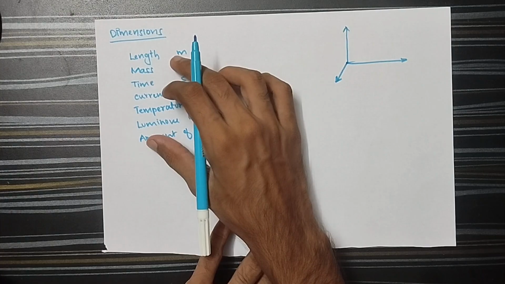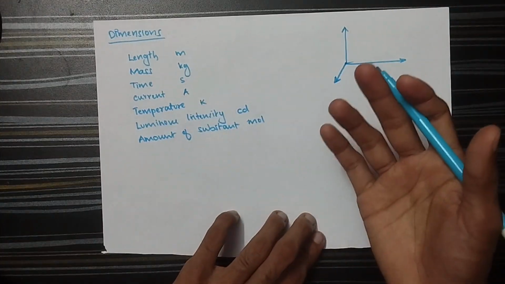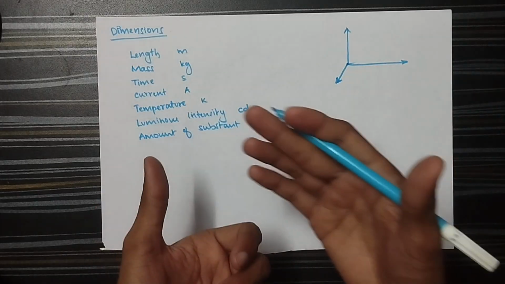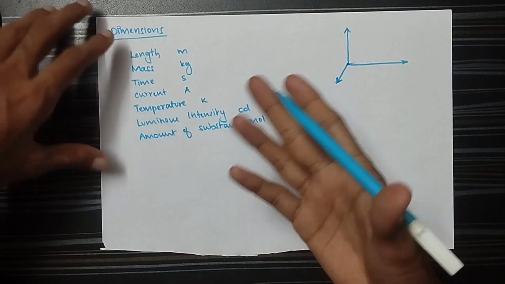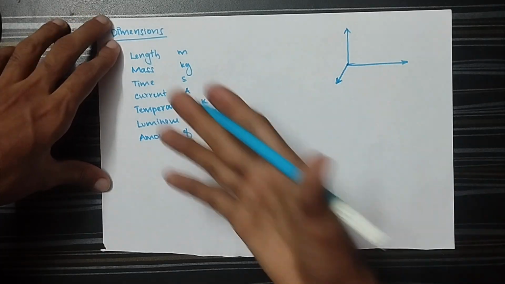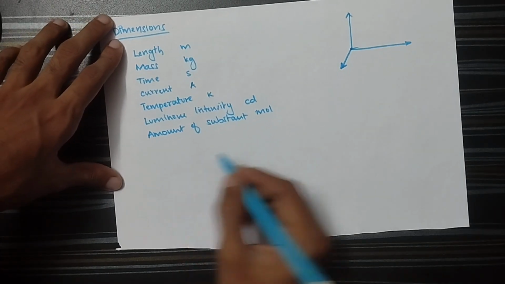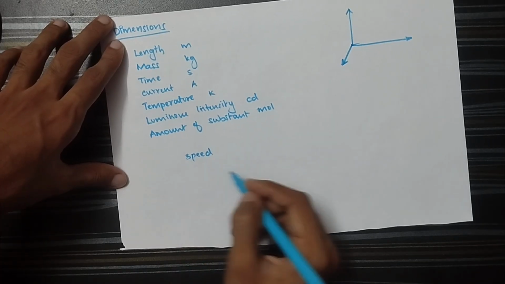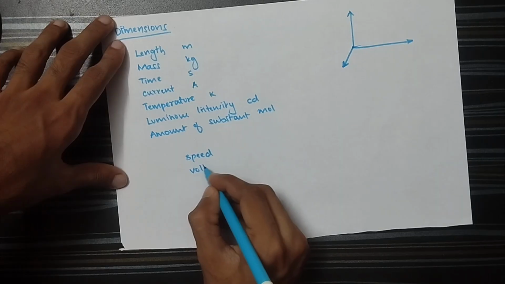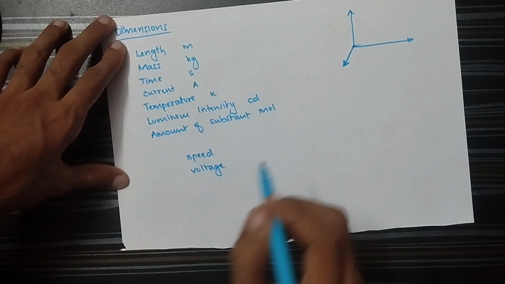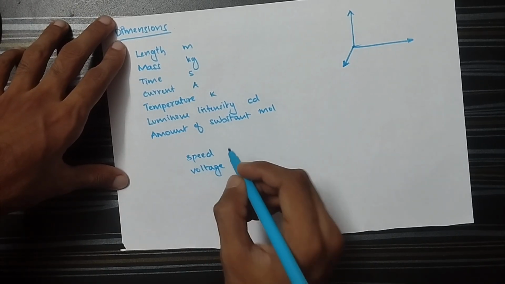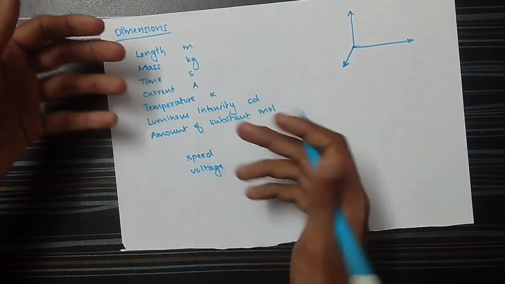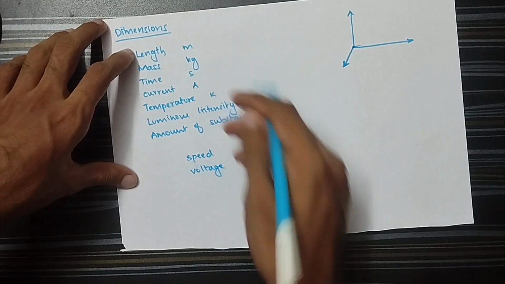Now with these 7 base quantities, we explain what dimensions are. What are the dimensions of physical quantities? Now we know we can derive some quantities, which are called derived quantities, from these base quantities. We have other quantities like speed, or voltage. These are all derived quantities. So for these derived quantities, dimensions show how much dependence these quantities have on the fundamental quantities.